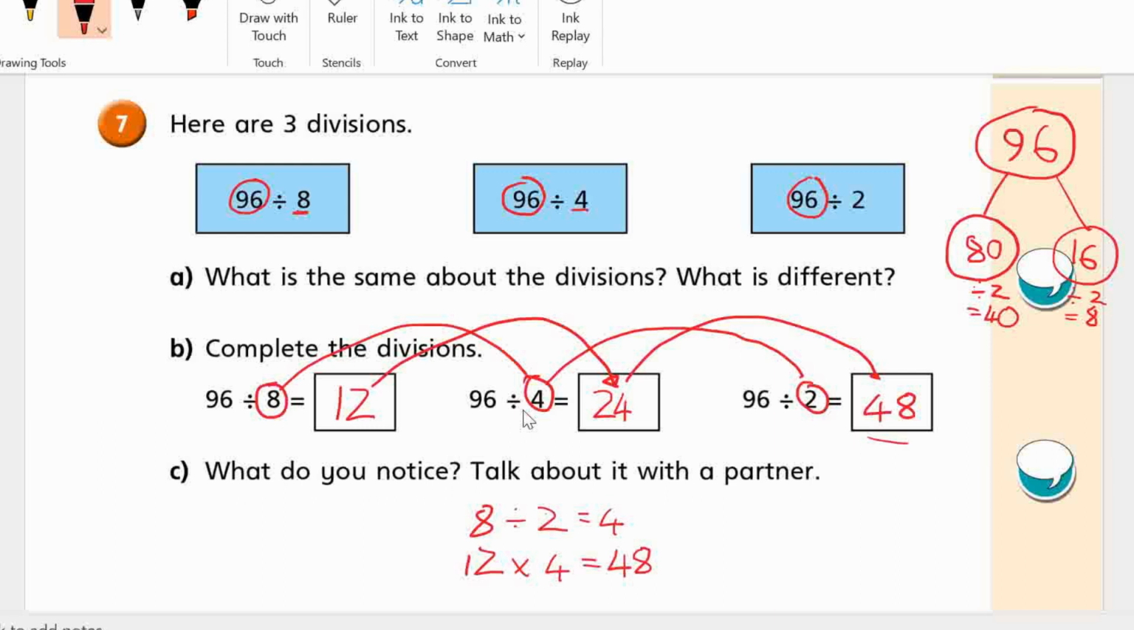Okay. Yeah, so if you do something to this number, then you have to do the opposite to that number to get the answer. So if I double this number, then I have to halve that number. So if I double, what's 8 times 2? 16. So if I did 96 divided by 16, right, then I would have to halve that. I've doubled this number, so now I have to halve this number. What's half of 12? 6. Okay? So you do the opposite to this number that you do to that number.